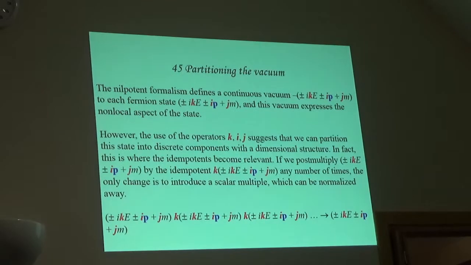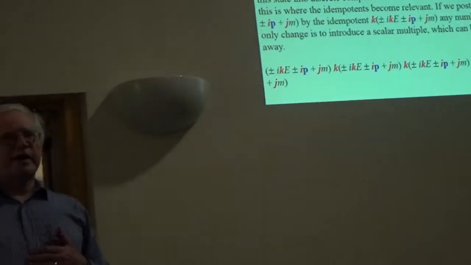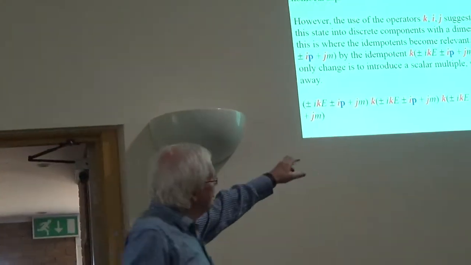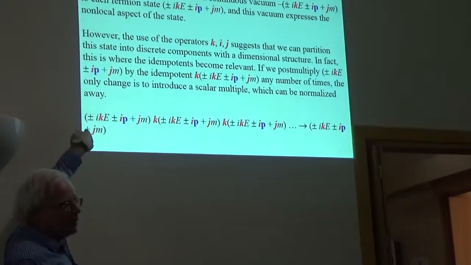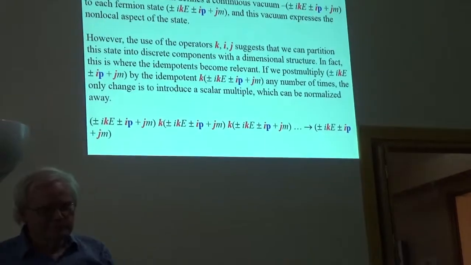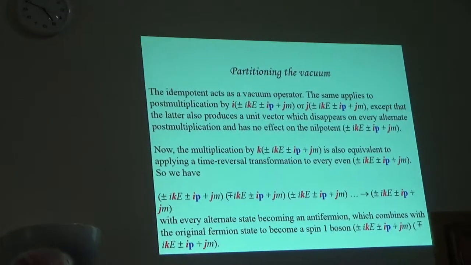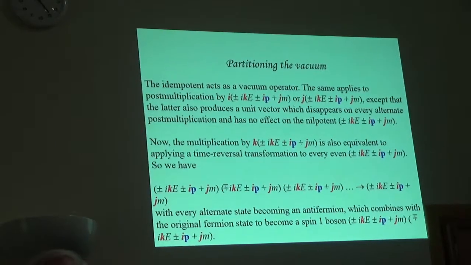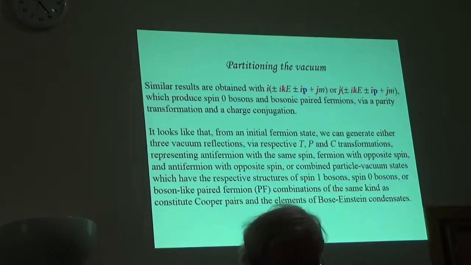Another thing that you can think of is if you multiply any of these nilpotents, pre-multiplied by K, I, or J quaternion, you get idempotents. These become idempotents. And if I continue to multiply forever, I'll only end up with that. So the idempotent acts as a vacuum operator, and we've got three of these vacuum operators. So in this way, those three components of I, J, and K are partitioning the continuous vacuum into three components. That's what those axes mean.